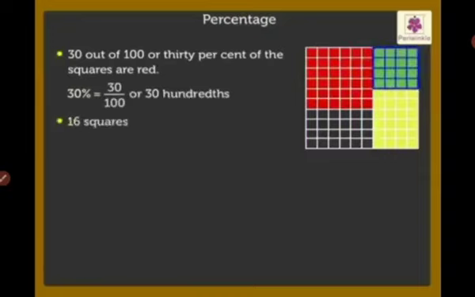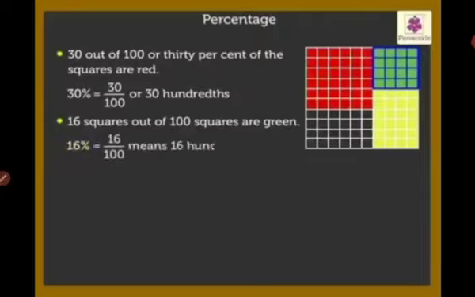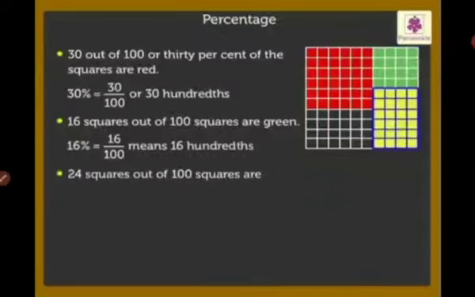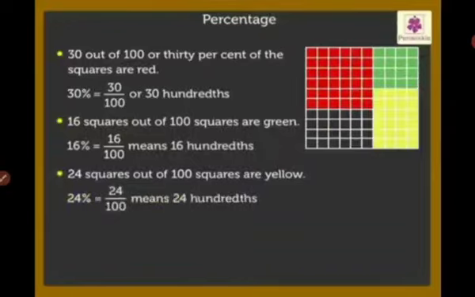Further, 16 squares out of 100 squares are green. It means 16% of the squares are green. 16% is equal to 16 upon 100, means 16 hundredths. 24 squares out of 100 squares are yellow. It means 24% of the squares are yellow. 24% is equal to 24 upon 100, means 24 hundredths.